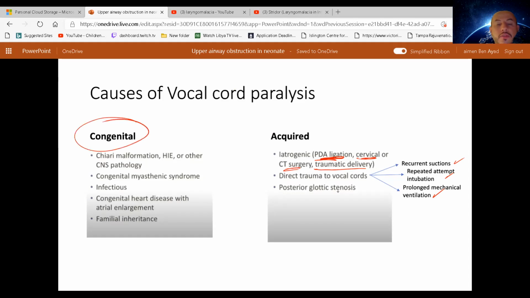In congenital vocal cord paralysis, so now we discussed acquired. Congenital vocal cord paralysis, we are talking about Chiari malformation. We are talking about hypoxic ischemic encephalopathy.